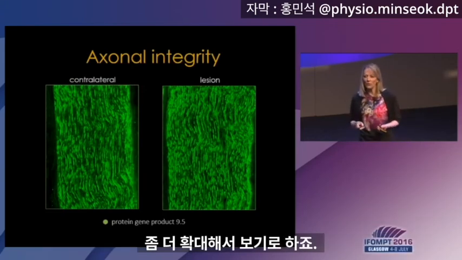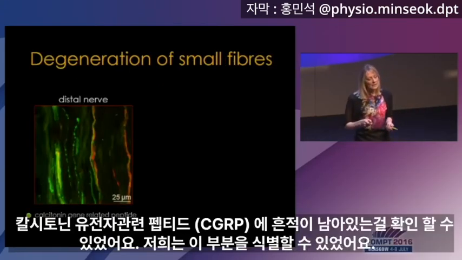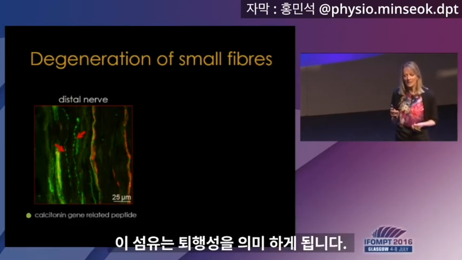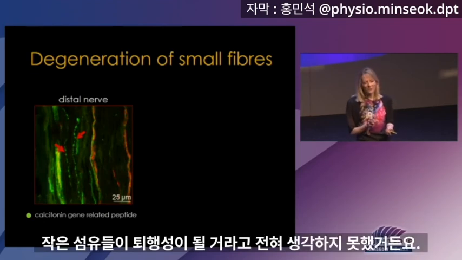So we wanted to look a bit more closely. And what we did is that we stained specifically for the small fiber population with calcitonin gene-related peptide. And what we identified were these varicose, dotted-looking fibers. And these varicose fibers are an indication of a degeneration. Now, it was even more puzzling because that is really not what we thought would happen in a compression, that the small fibers start to degenerate.